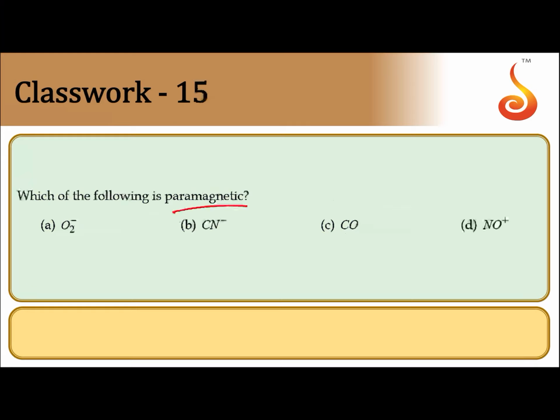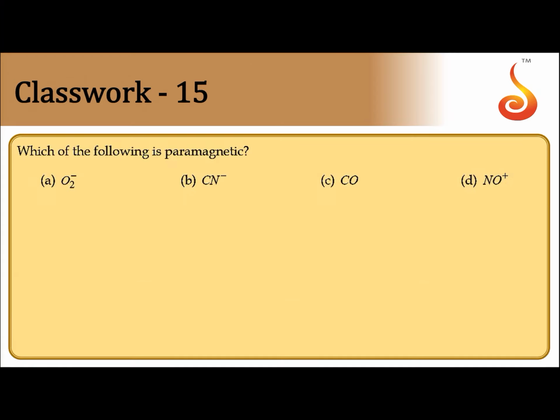Which of the following is paramagnetic in nature? When you take the O2 minus ion here, it has one unpaired electron, according to MOT theory. One unpaired electron means it is paramagnetic in nature.